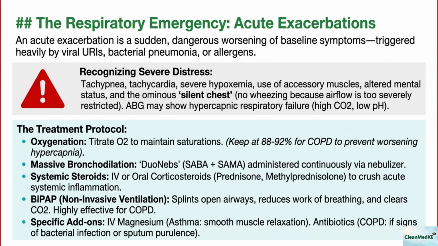Now, what about emergencies? Acute exacerbations are sudden, dangerous worsenings of symptoms, often triggered by infections. You must recognize severe distress signs, like the silent chest, where airflow is too restricted to even produce a wheeze. The protocol is rapid: titration of oxygen, aiming for 88 to 92% in COPD, massive bronchodilation with DuoNebs, systemic steroids to crush inflammation, and often BiPAP to open airways and clear CO2.